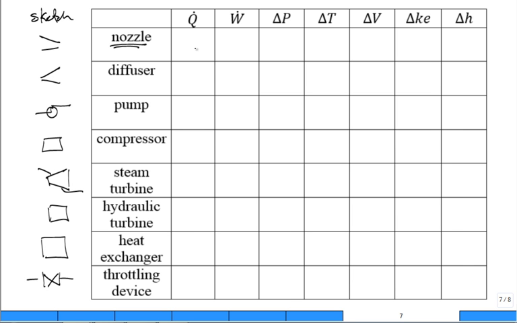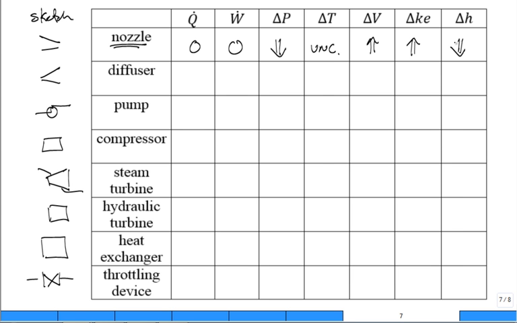Okay, for each one of these, what about Q dot? Is a typical assumption that a control volume around that nozzle would have a lot of heat transfer? No. How about work? No. What's the pressure doing? Going down. What's the temperature doing? Depends. Put uncertain. What's the velocity doing? Going up. Kinetic energy going up. Enthalpy going down. And just walk through this whole table. You've got to do it. Watching somebody else do it is not going to help.